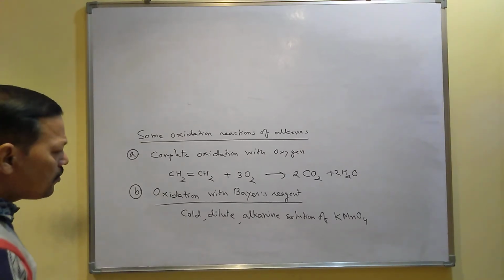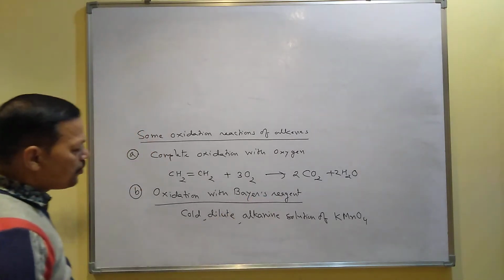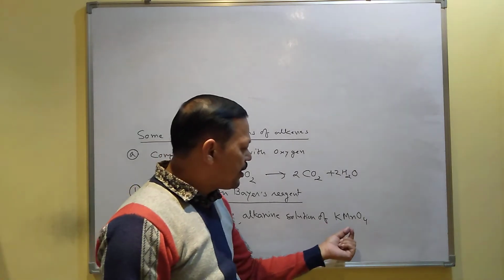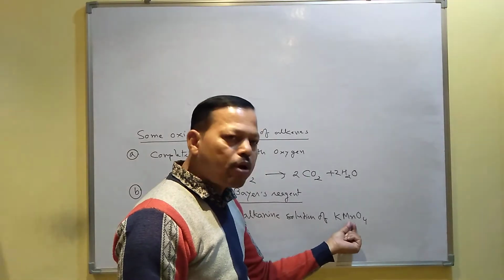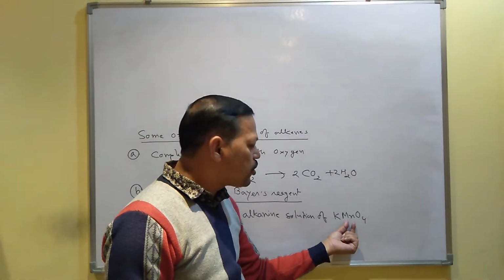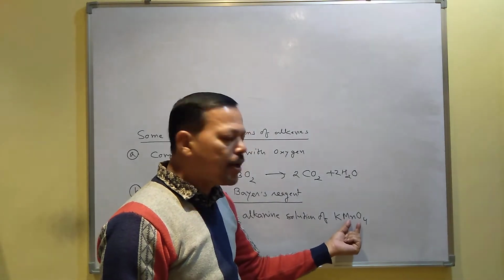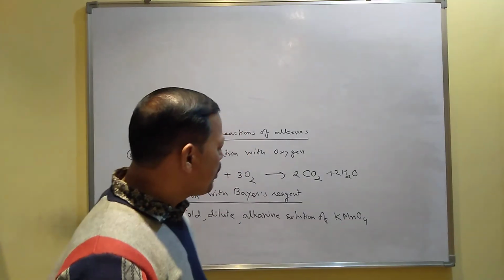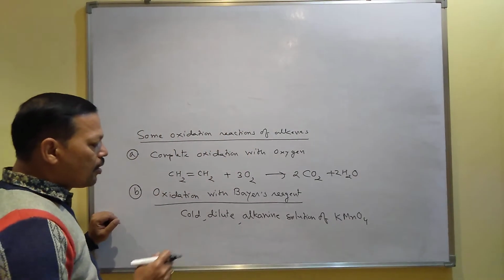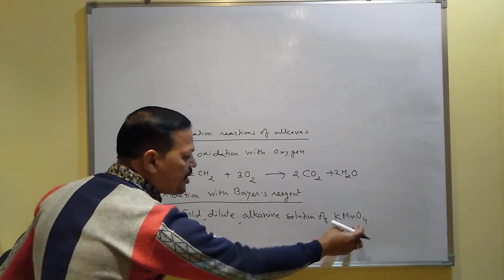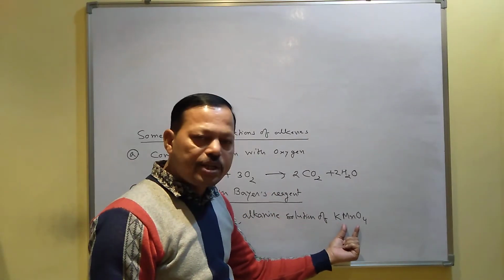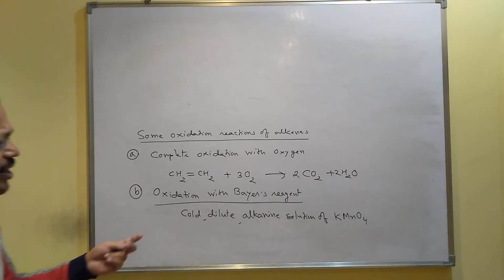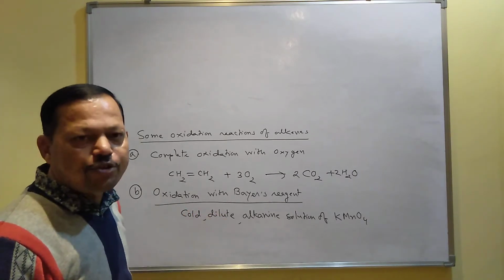And in presence of this Bayer's reagent, when you do oxidation of alkene, you know in potassium permanganate manganese is present, and manganese is one of the transition metals, and transition metals always produce colored compounds. That is why potassium permanganate is a colored compound, and it shows pink color. Now, when you do oxidation of alkene in presence of this Bayer's reagent, the pink color of potassium permanganate disappears, and this reaction is used as a test for unsaturation.